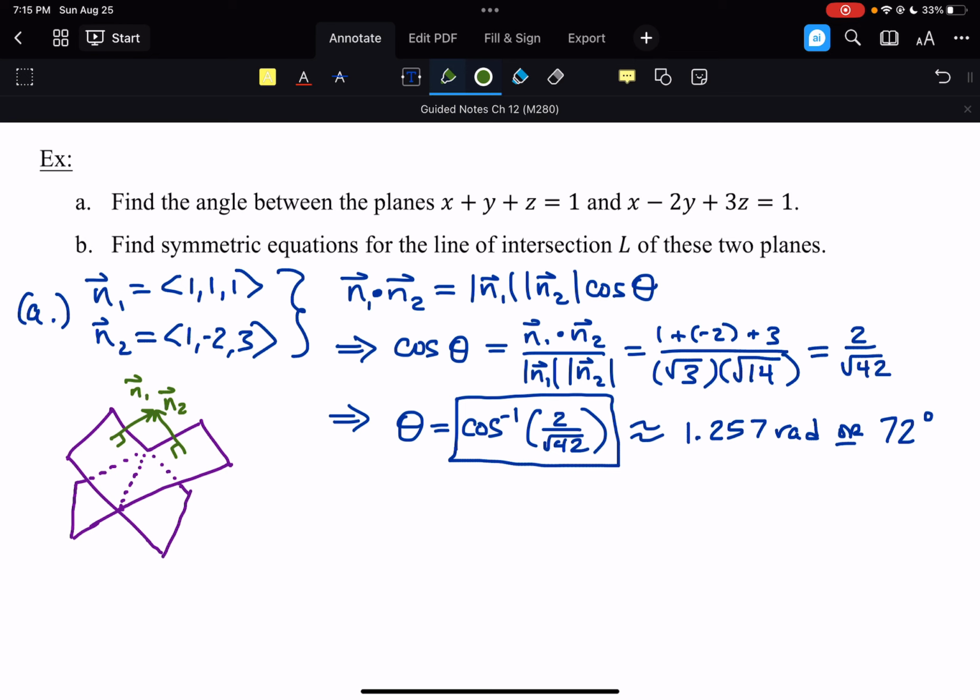Right? So the normal vectors have the same angle between them as the planes do as well. So the line in question, this is the line of intersection. And again, this doesn't stop in my drawing. Like, it does extend infinitely in both directions. So this will be our line L right here.